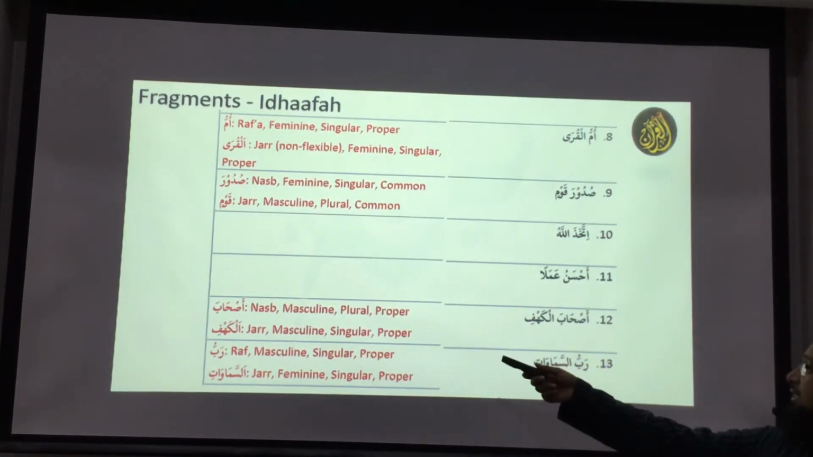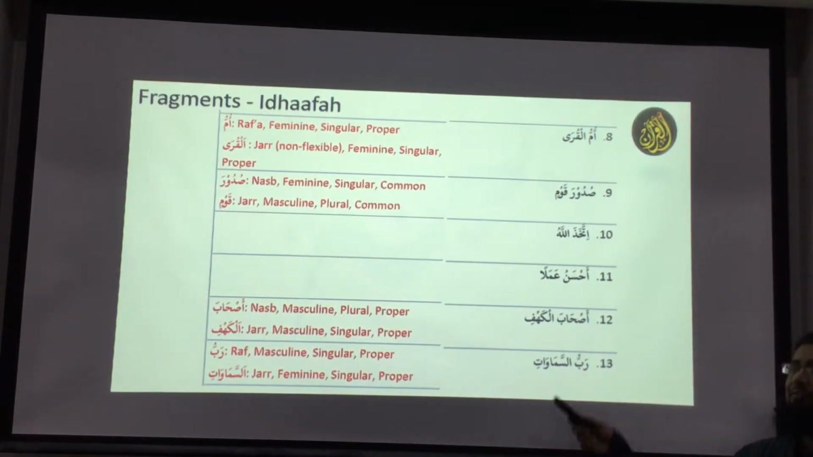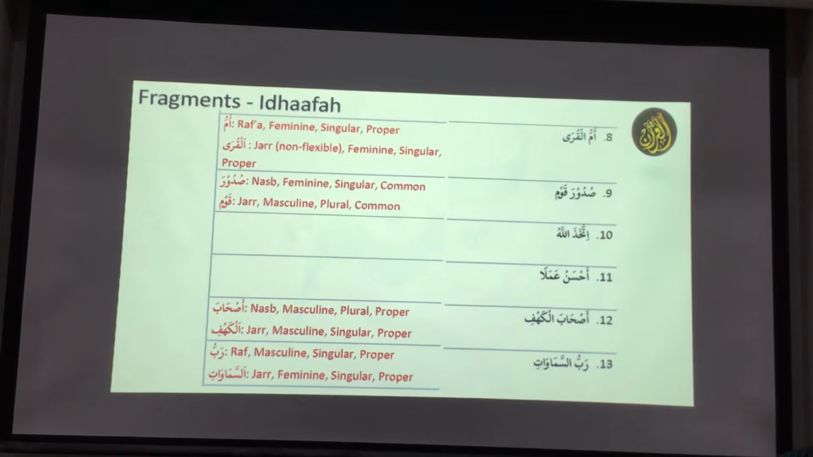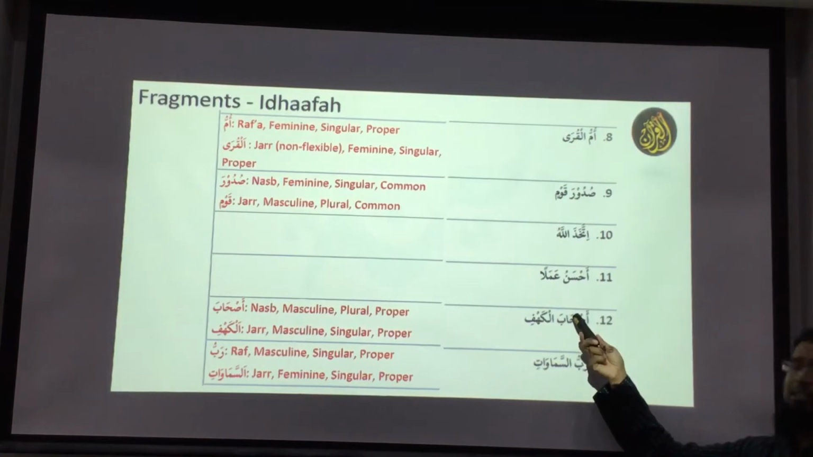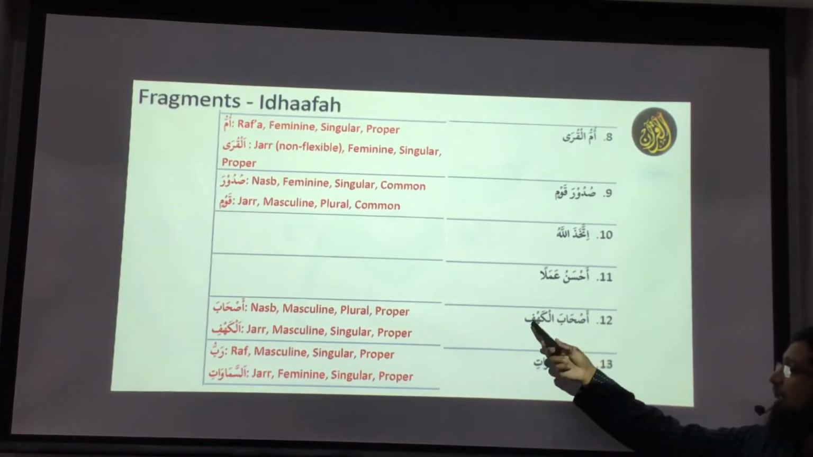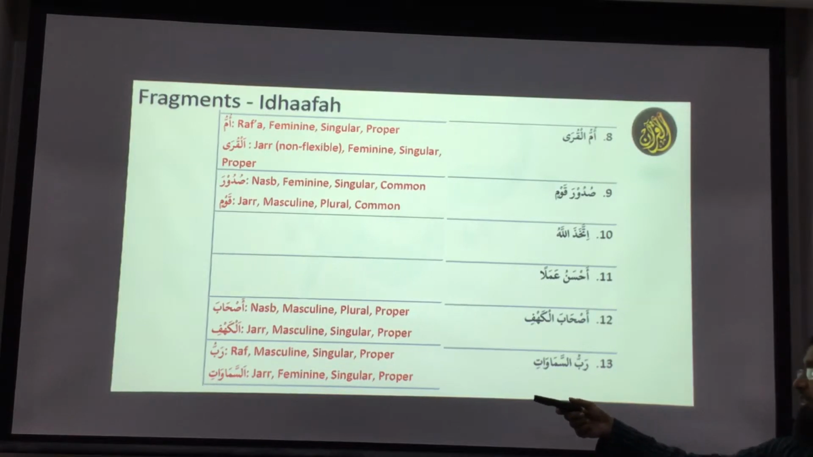Ashab al-Kahfi, nasab, okay, masculine, plural, also proper. Why is this proper? Ashab al-Kahfi, because the word after it, Al makes something proper. So Al-Kahfi, the inhabitants or the people of the cave. So we know the specific cave Allah is talking about. Because this is proper, the word before the 'of' also has to be proper. So it's specific. This is Rabbus samawati. Rabbu is rafa, and Rabbu is masculine, singular, and it's proper because as-samawati is also proper. As-samawati is in jar status, and it is singular.